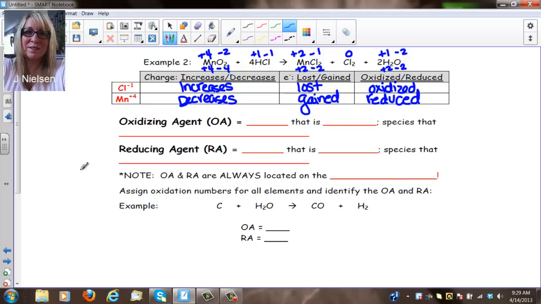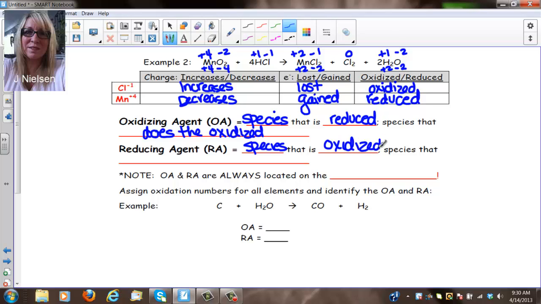Now, the last thing that I'm going to talk about today, and this is just something you have to remember, is backwards. The oxidizing agent is the species that is reduced. It is the species that does the oxidizing. And I know that that sounds really weird because I'm saying that the oxidizing agent is the species that is reduced. When I refer to species, I'm referring to the compound. The reducing agent is the species that is oxidized. In other words, it is the species that does the reducing.